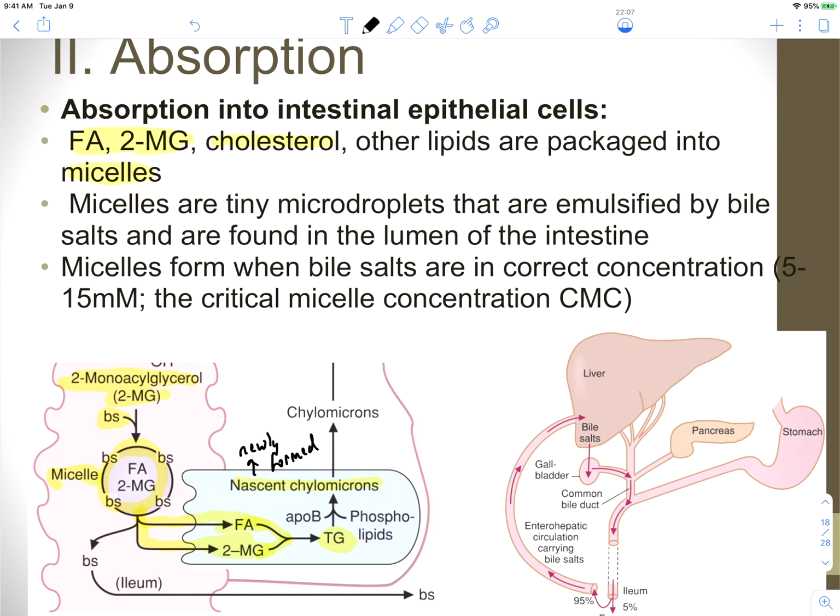And these nascent chylomicrons will have ApoB associated with them. They'll have other phospholipids, and of course your triacylglycerols. Your bile salts get released into the lumen, and most are going to be reabsorbed.